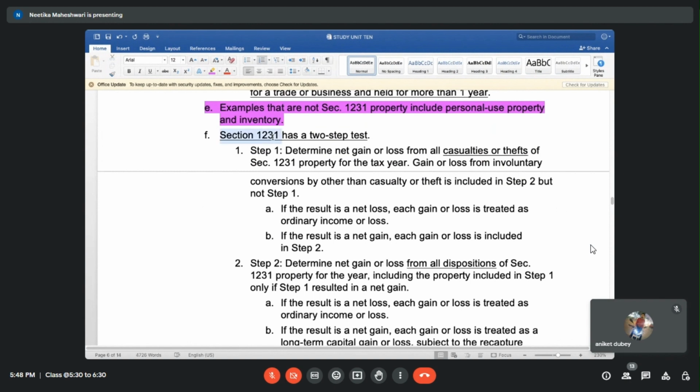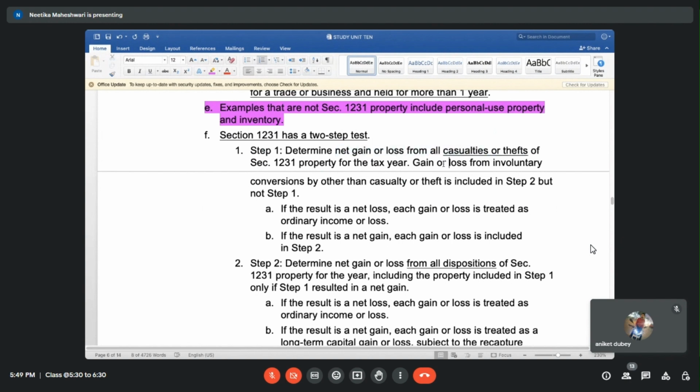Section 1231 has a two-step test. First of all, step one is we just have to see what is the net gain or loss from all casualties or thefts. Any kind of casualty, due to natural cause or some calamity that has happened, earthquake or tornadoes, hurricanes and all, which is not in the control of the business, or thefts, even that could be non-controllable. So in that case, the rules are slightly different.